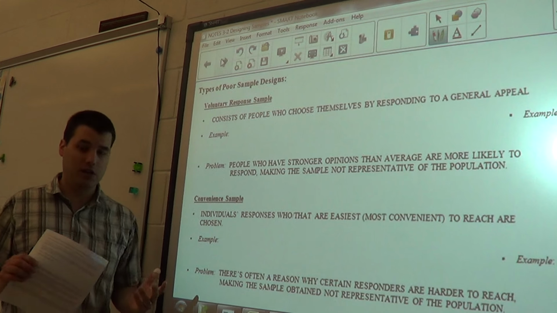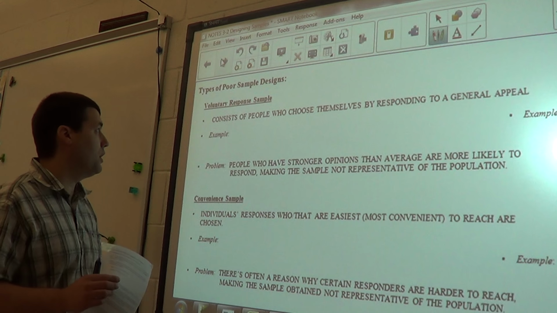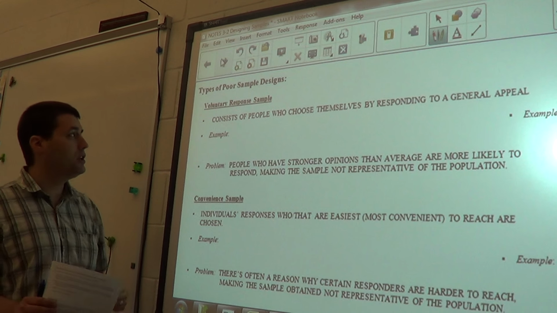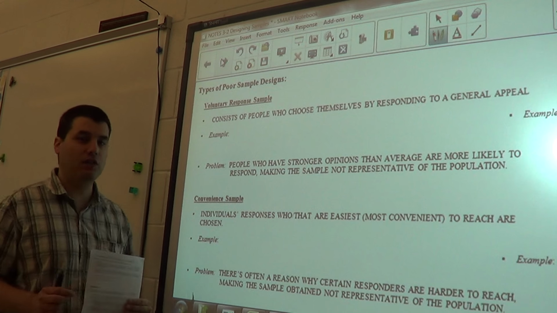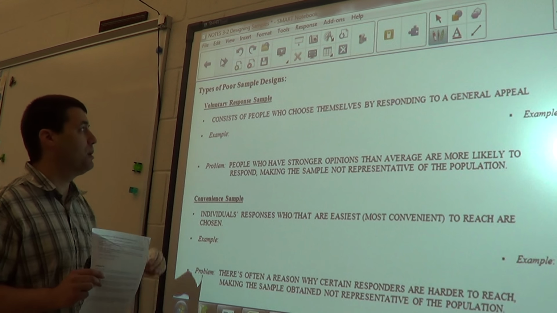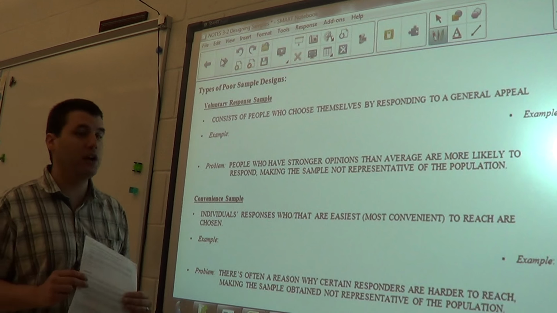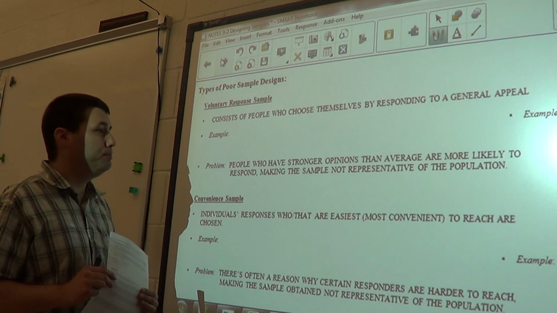So first look at the type of things that happen that aren't so good. So these are really poor sampling designs. They are two. Voluntary response sample is one we're going to talk about, and convenience sample. Let's start with this one. A voluntary response sample. You've been a part of a voluntary response sample many times, I'm sure. This consists of people who choose themselves by responding to a general appeal. Come vote for this, that kind of a thing.